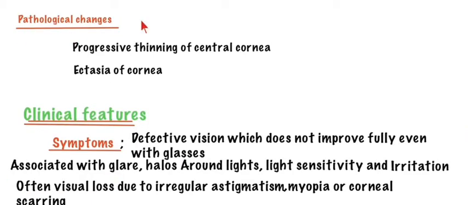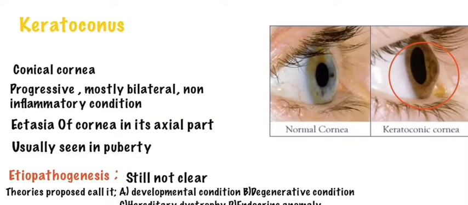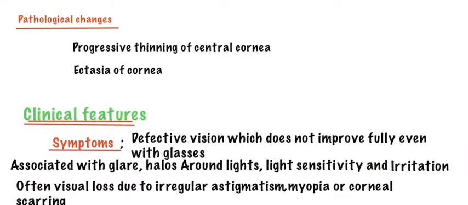The pathological changes you can see in keratoconus are mainly two things. There is progressive thinning of the central cornea. The central part of the cornea is very thin in this condition. Also, there is ectasia of the cornea, a distortion from its normal place. When the shape of a structure itself is changed, there is a distortion from its normal position. So here the dome-shaped cornea is changed into a cone shape.